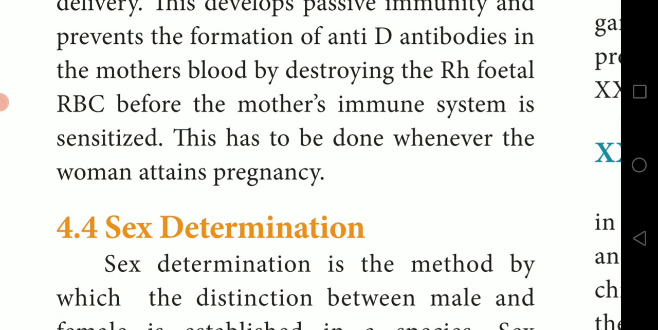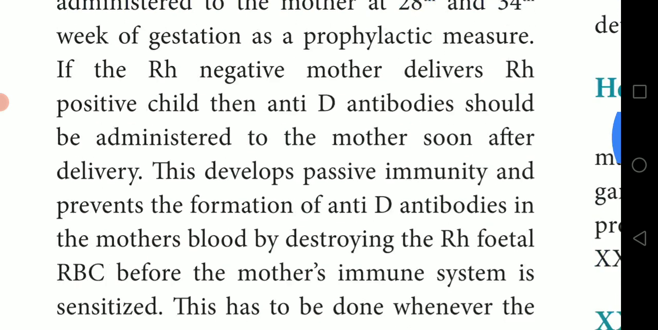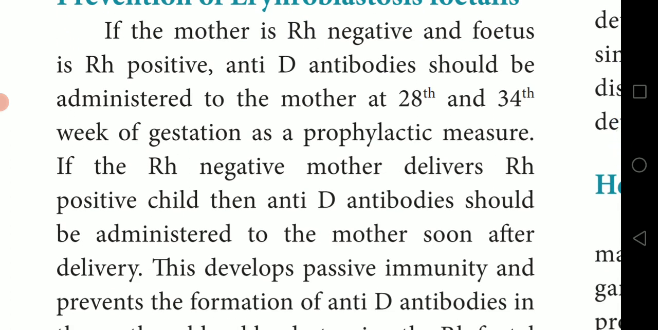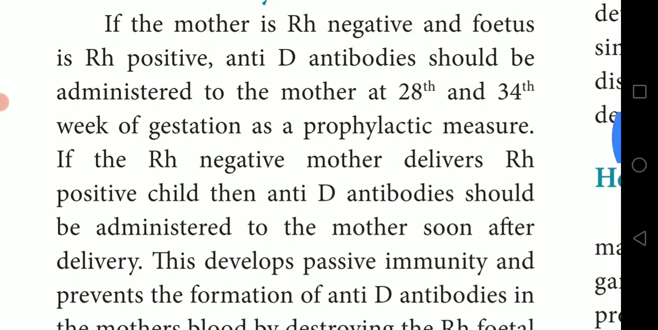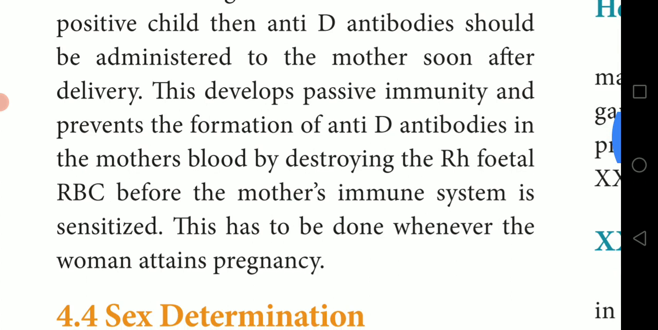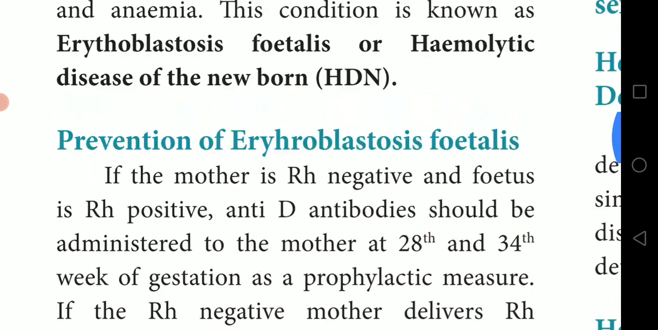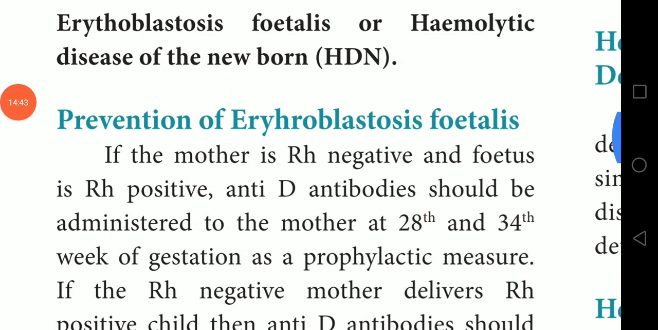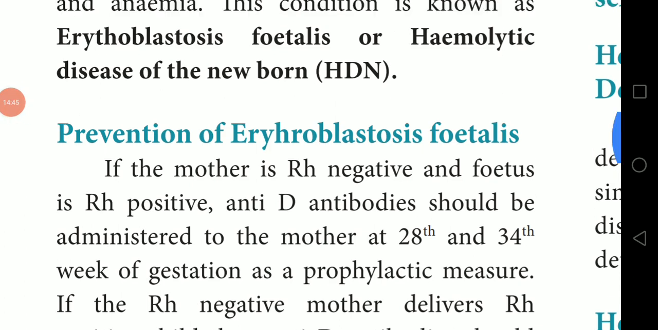This has to be done whenever the woman becomes pregnant. During the 28th or 35th week of gestation, the anti-D antibodies need to be injected so the mother's immune system is prevented from producing the IgG type. In this way, we can prevent erythroblastosis fetalis.